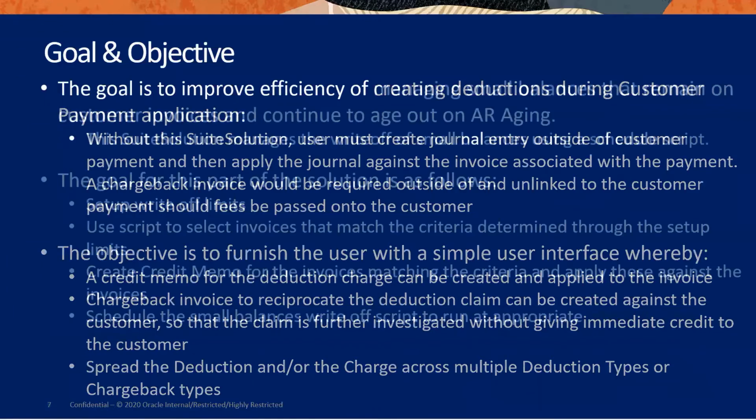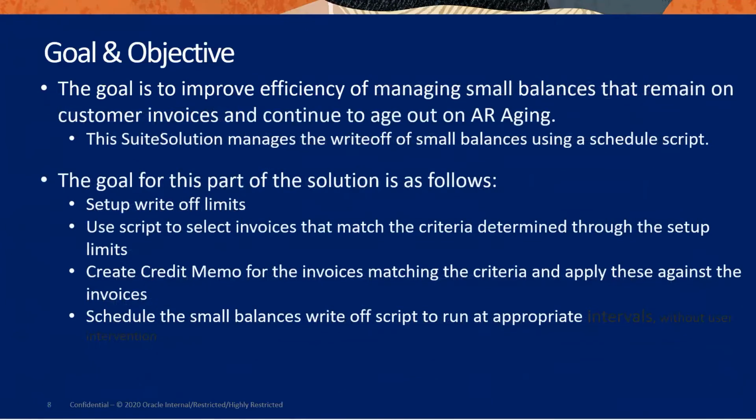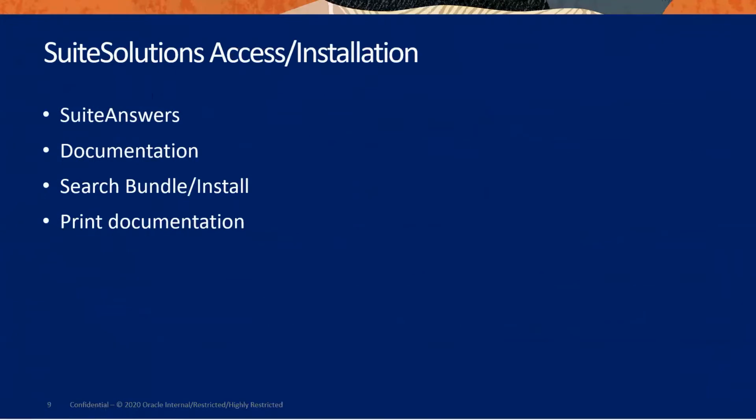The goals and objectives for small balance write-offs, again, everybody knows you have a bunch of invoices that remain open and continue to be aged out on your AR aging. This is a quick way to set write-off limits. A script runs and creates credit memos against them. The credit memos can be automatically applied or they can go on hold for somebody to review. And yeah, so it creates that write-off quickly so your aging is cleaner.